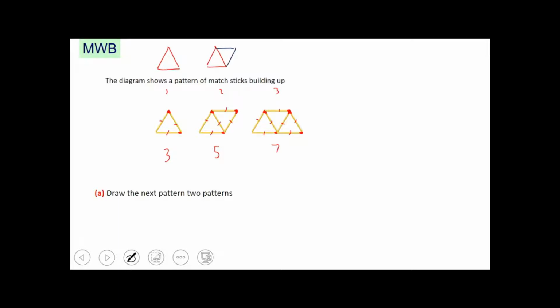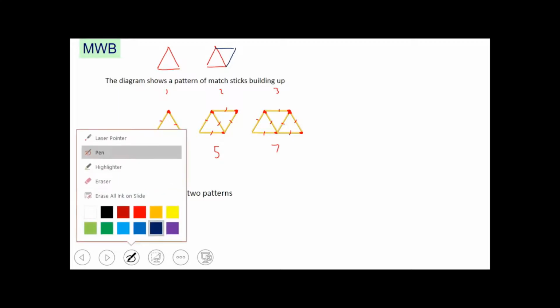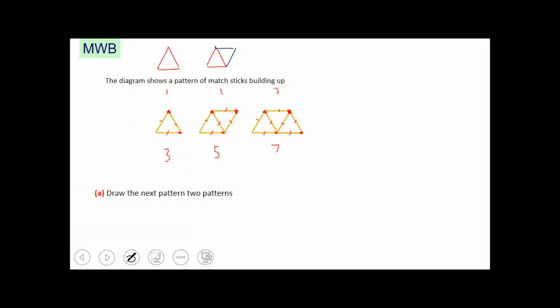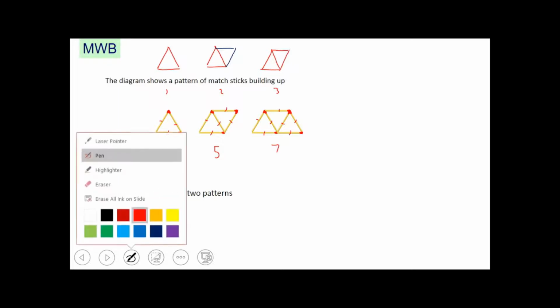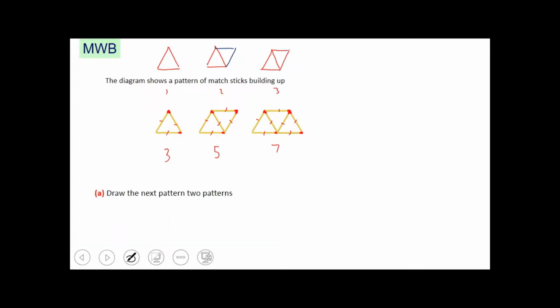So I've got three matchsticks on my first one, five on the second one. And for the third pattern, what you could do is repeat what the previous pattern says. This is my previous pattern up there. And what I need to do now is add two more matchsticks. If you notice, you're adding two matchsticks every single time. So that's my third pattern up there.